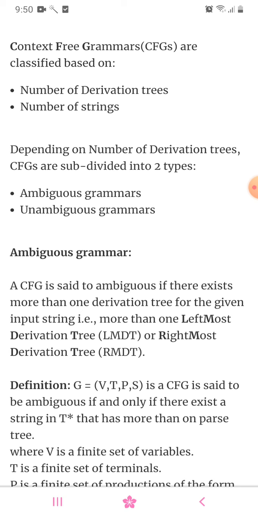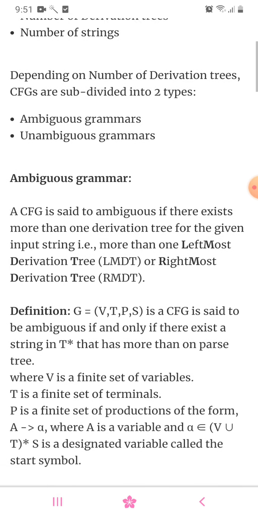A context free grammar is said to be ambiguous if there exists more than one derivation tree for the given input string, that is, more than one leftmost derivation tree, that means LMDT, and rightmost derivation tree, that means RMDT.